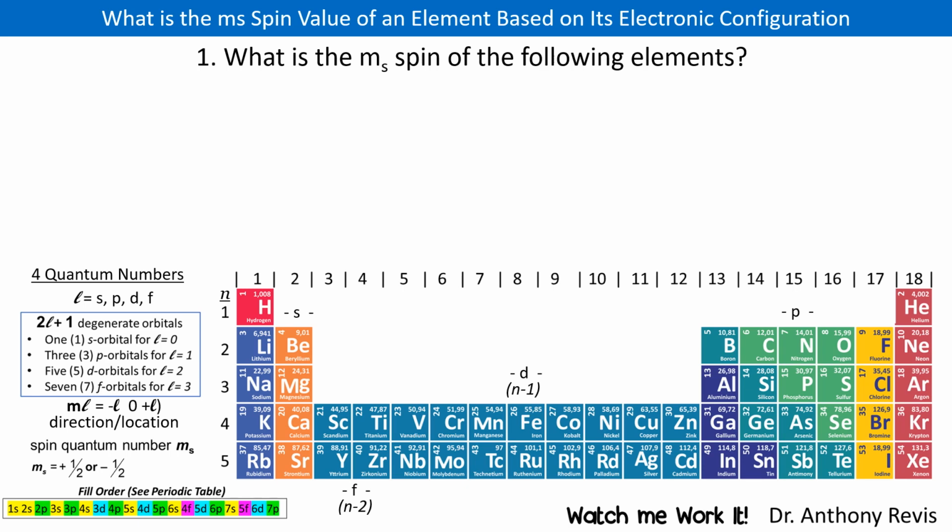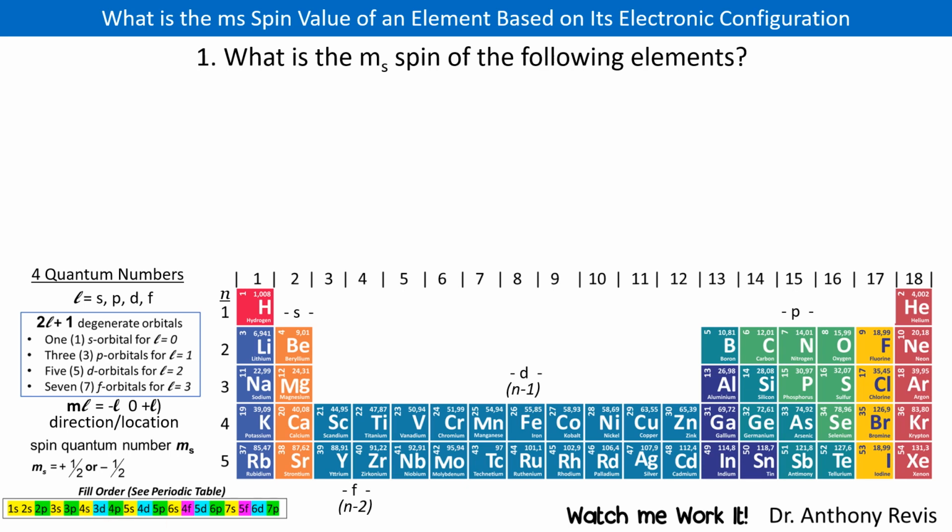Now, as we work it, you want to recall that ms spin means you have either a plus 1/2 for an electron pointing up, or spin up, and you have a negative 1/2 for an electron or arrow pointing down. So those are your two choices. It's either going to be spin up plus 1/2 or spin down minus 1/2.